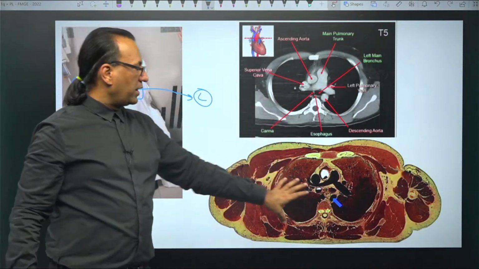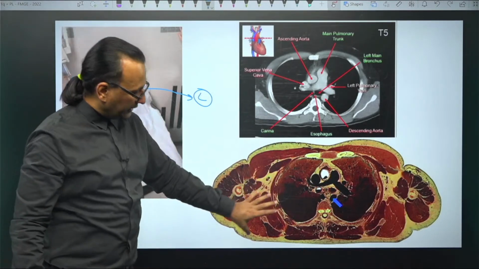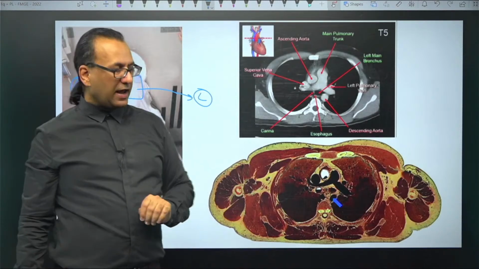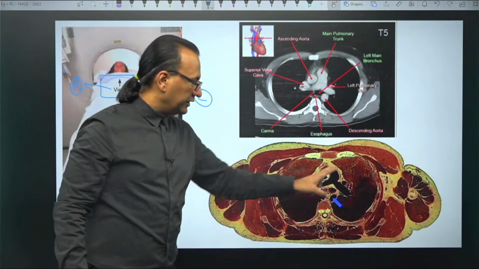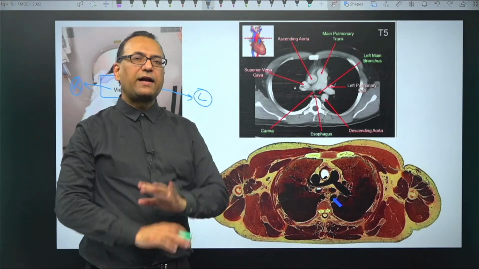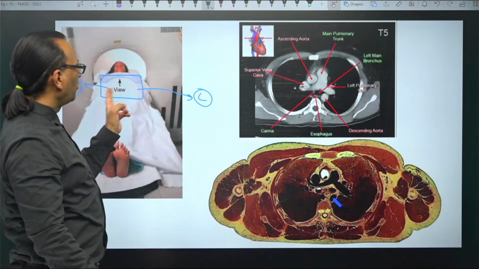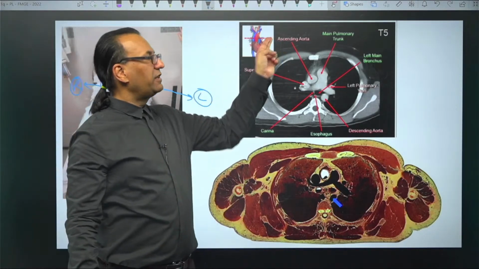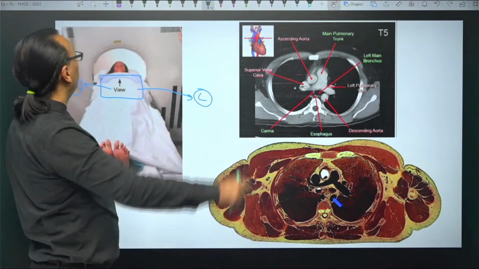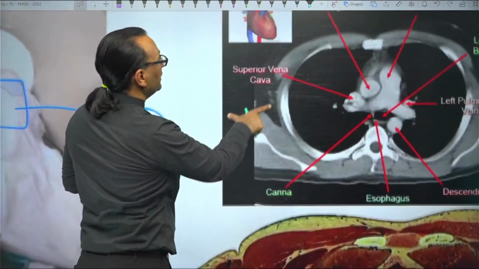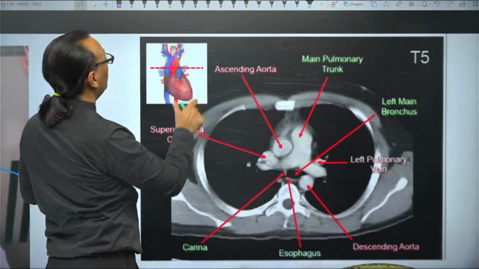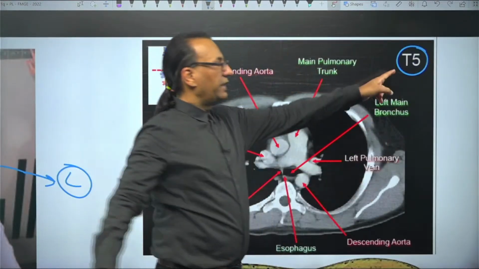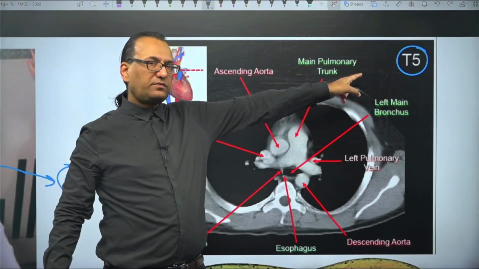So they gave you one diagram, and it was a dissected specimen. Next time they gave you one radiograph and asked you to identify structures A, B, C, D. Now this is the thorax region, and this is the level where you are taking the section. Let me zoom this a little bit. This section, as is also mentioned here in this diagram, is at the T5 vertebra level, thoracic 5.